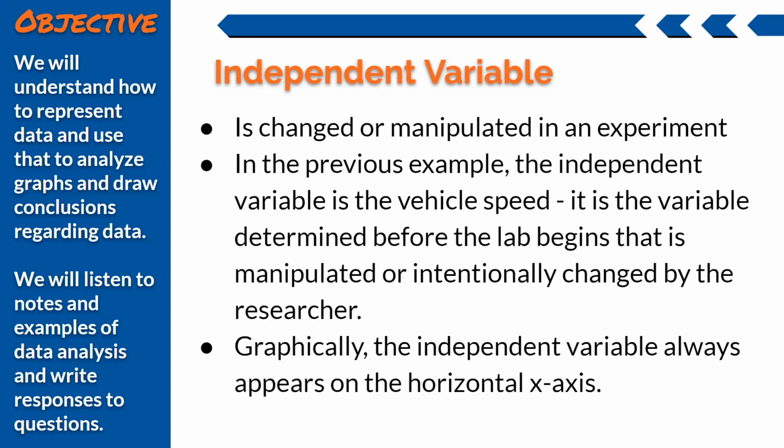Before I even started, I probably would have said, okay, I'm going to drive at 10 miles per hour, and then at 20 miles per hour, and then at 30, whatever. Oftentimes that independent variable is determined even before you start the experiment, what you're going to actually do so that you can then gather your data. Okay, so independent variable, you need to know that term.